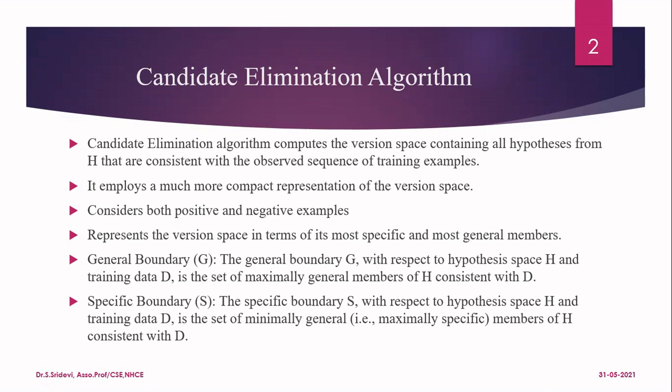The general boundary G with respect to the hypothesis space H and the training data set D is defined as the set of maximally general members of H which are inconsistent with the given training sequence. And we will say that the specific boundary S with respect to the hypothesis space H and the training data set D is the set of minimally general, or otherwise we can say maximally specific, members of H which are inconsistent with the given data set D. So with respect to these two boundaries only, the algorithm is going to proceed.